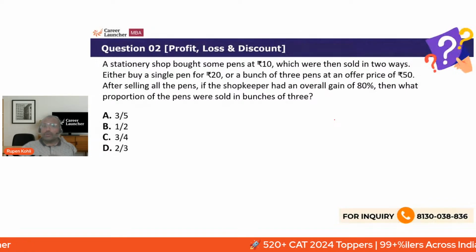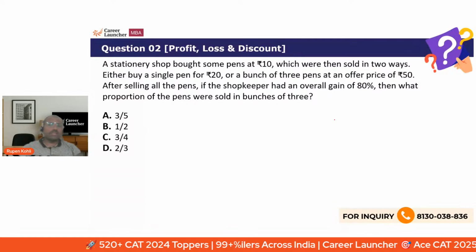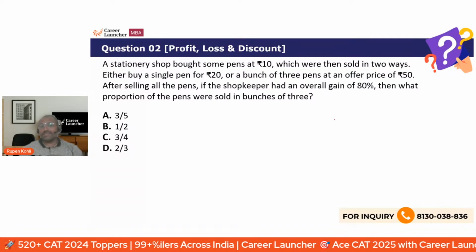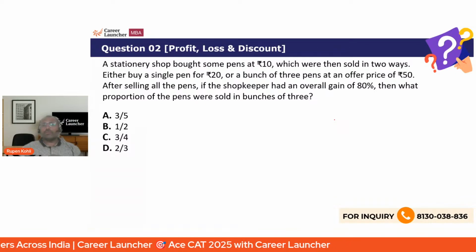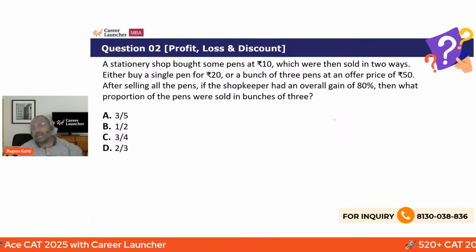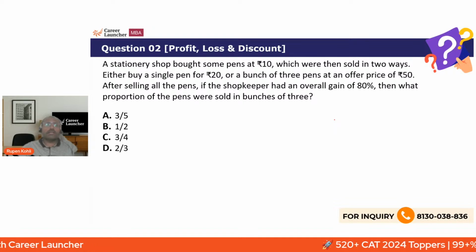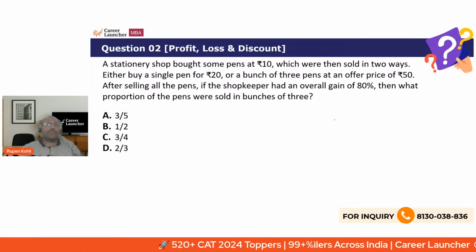A stationery shop bought some pens at rupees 10, which were then sold in two ways. Either buy a single pen for rupee 20. Okay, so that's a 100% markup. You're selling at 20, which is double of 10, or a bunch of three at an offer price of 50.